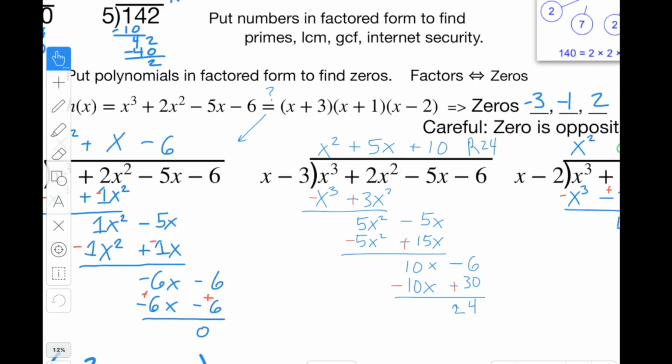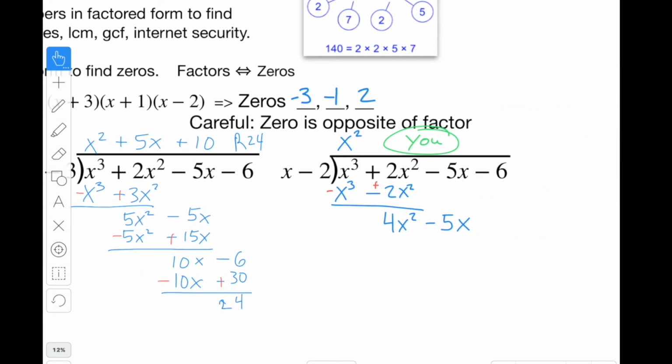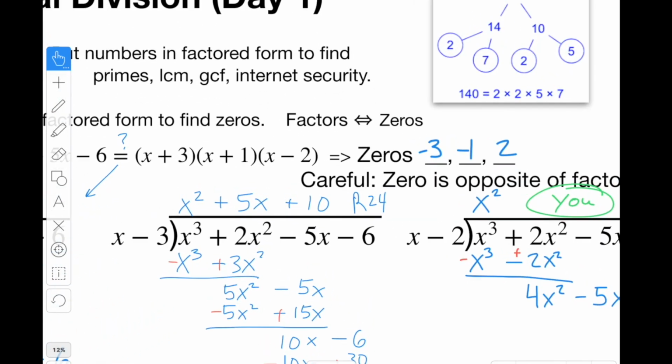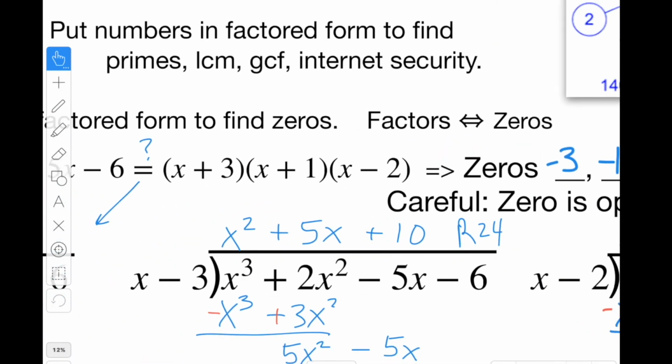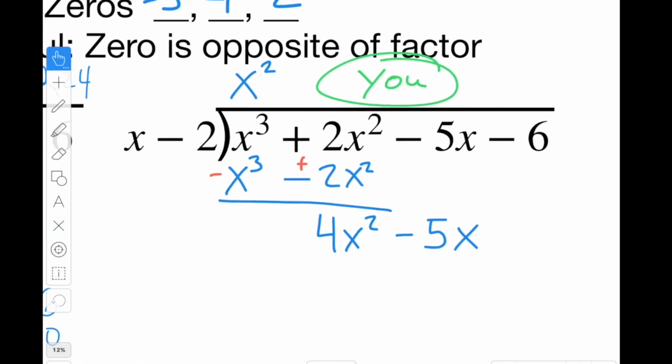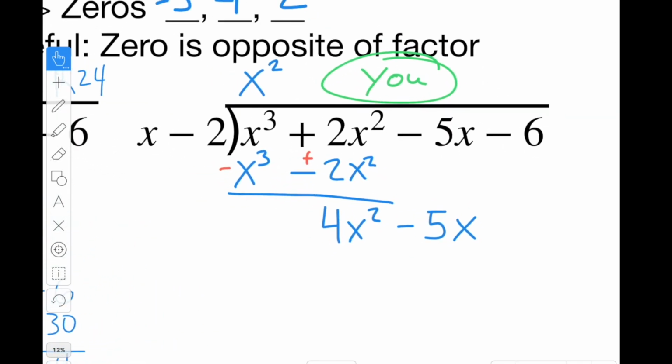I want you right now to continue what I've started here. I'll get it started and then you finish it. X squared, and remember, x minus 2 is a factor. I mean, we eventually find that out. So you should be able to factor this. You should be able to continue the whole thing, do all the division, and get a remainder of 0.